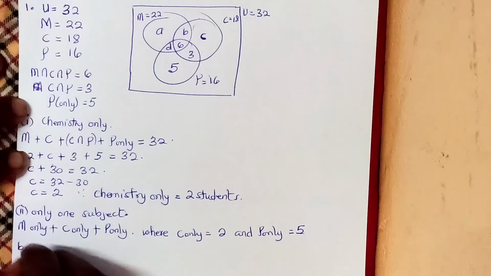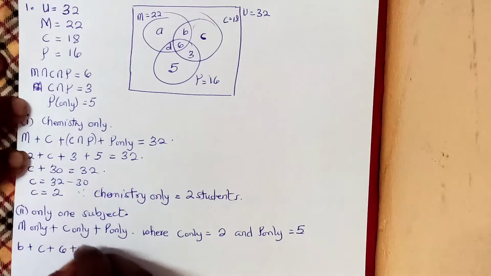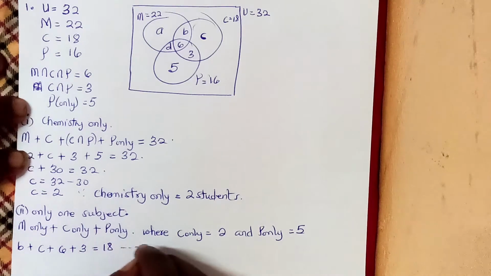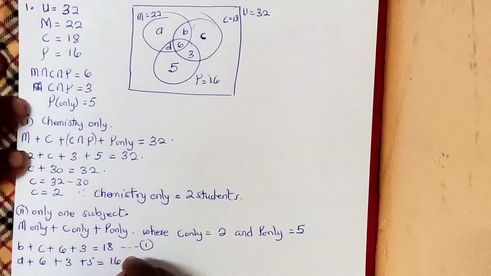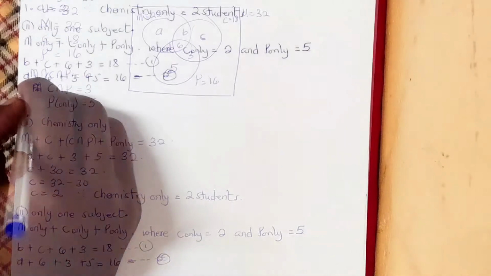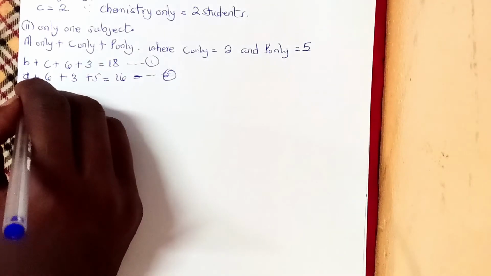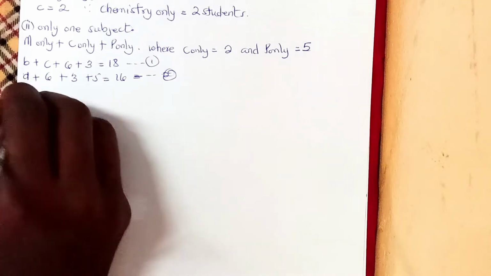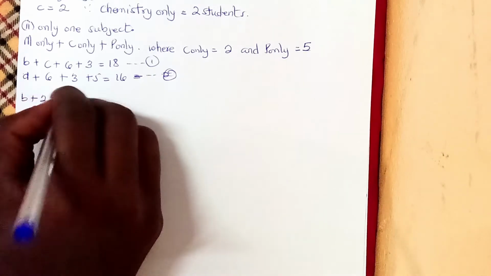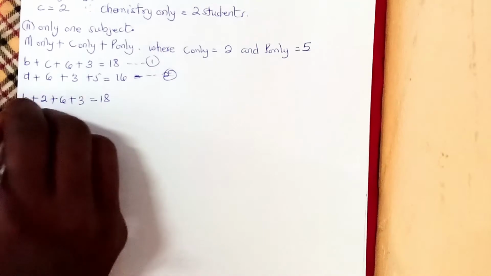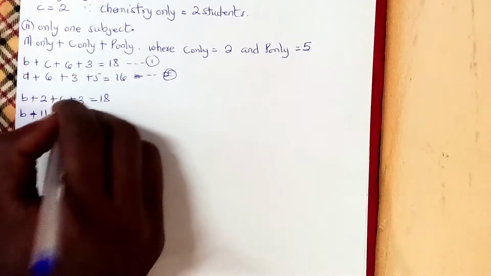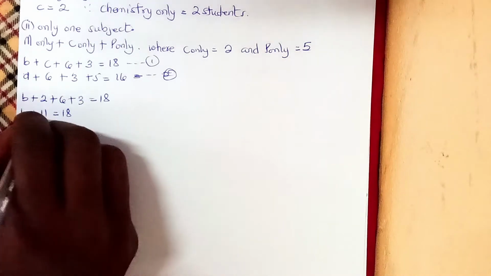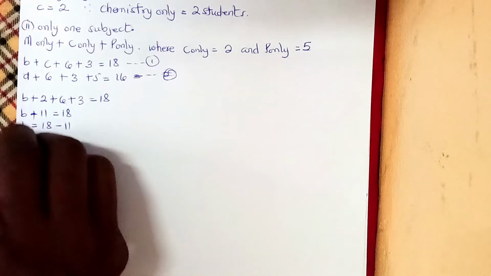We have B plus C plus 6 plus 3 is equal to 18. And that's the first one. Then we have the second one to be D plus 6 plus 3 plus 5 is equal to 16. Let's find for the B, whereas we have C to be equal to 2. So therefore, we solve it. We have B plus 2 plus 6 plus 3 is equal to 18. So B plus 11 is equal to 18. So B equals 18 minus 11. B equals 7.